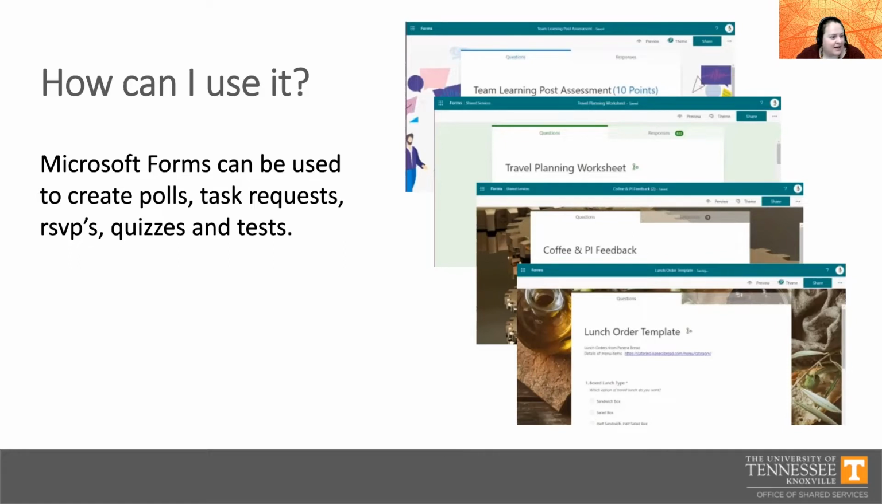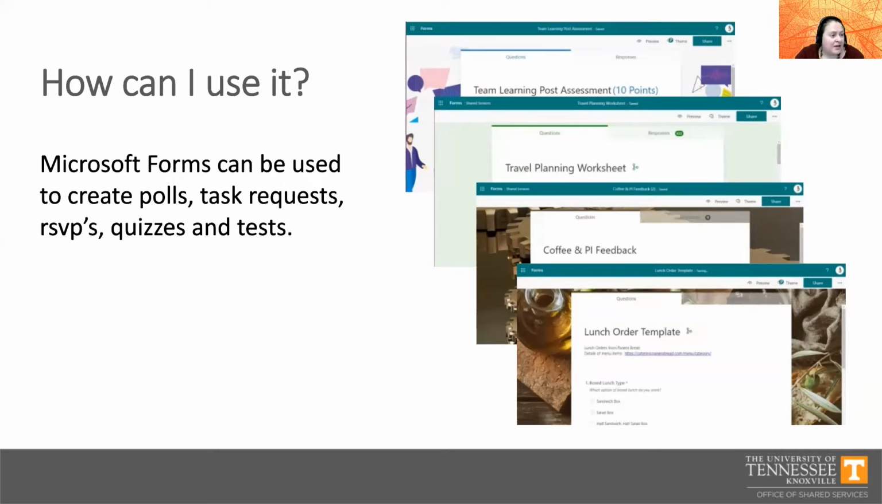You can use it to make task requests. So for our office, we use it to track travel requests. So if someone wants to travel, they go on and fill out this form and it gives us all the information from start to finish about their trip so that we can make arrangements for them and do a request and do the expense report at the end.